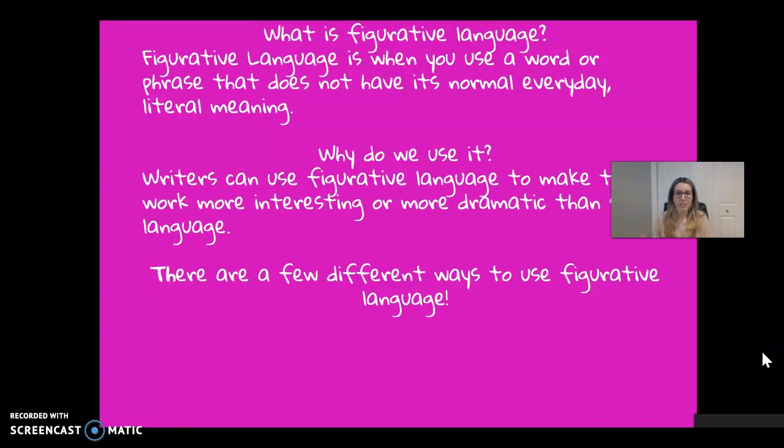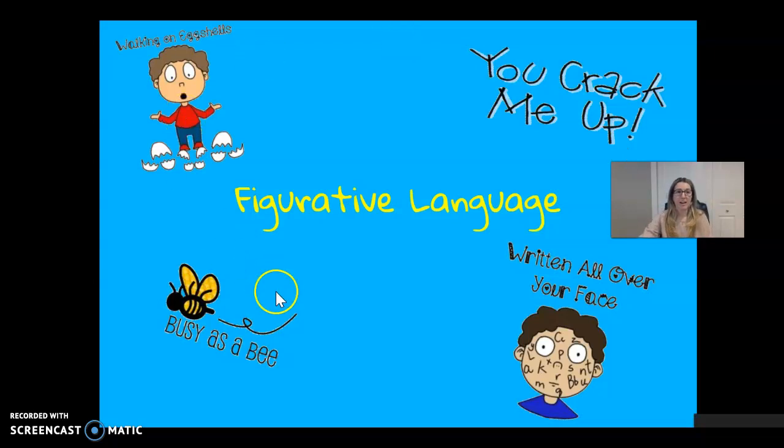So what is figurative language? Well, figurative language is when you use a word or a phrase that does not have its normal, everyday, literal meaning. So for example, if we look back at busy as a bee, well, are we literally as busy as a bee? Are bees necessarily that busy, or is that just a phrase that we use? You crack me up. We say that when something is funny, but are we really cracking up, or is that just a phrase that we use to describe how funny something is?